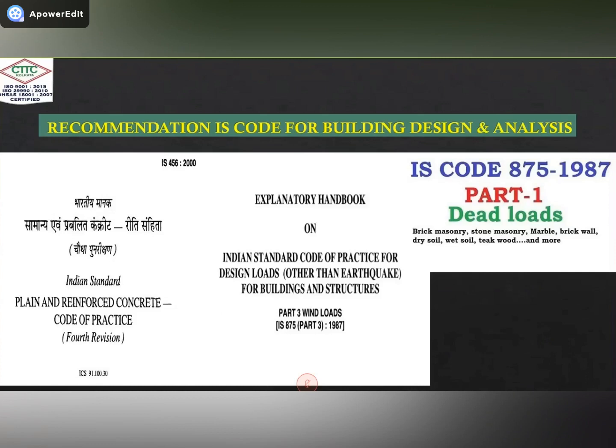Because of IS 456, without IS 456 we can't design our RCC structure. So we have to use IS 456 for the RCC design. And for steel design, the code we are using is IS 800. And for the load calculation, we are using IS 875, Part 1, Part 2, Part 3, Part 4. Lots of parts are there. Part 1 is for dead load, Part 2 for live load, Part 3 for wind load, etc. We can use those parts to calculate our load.